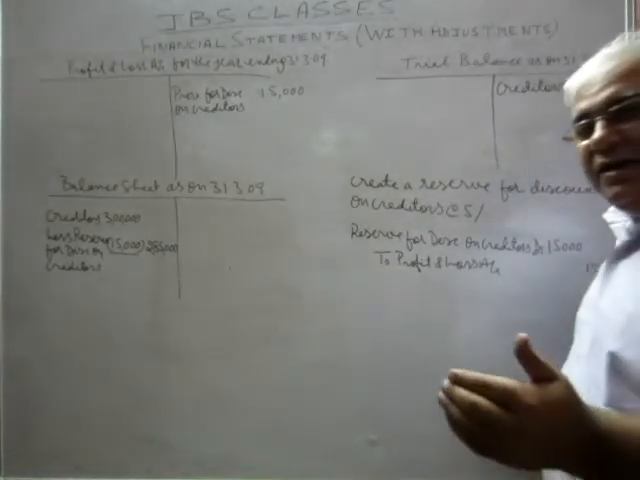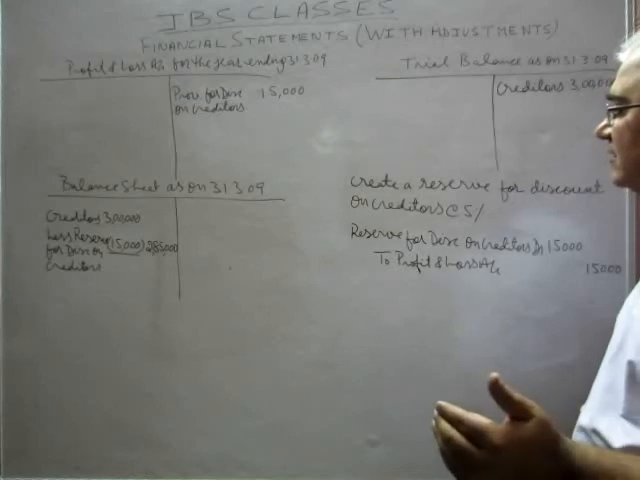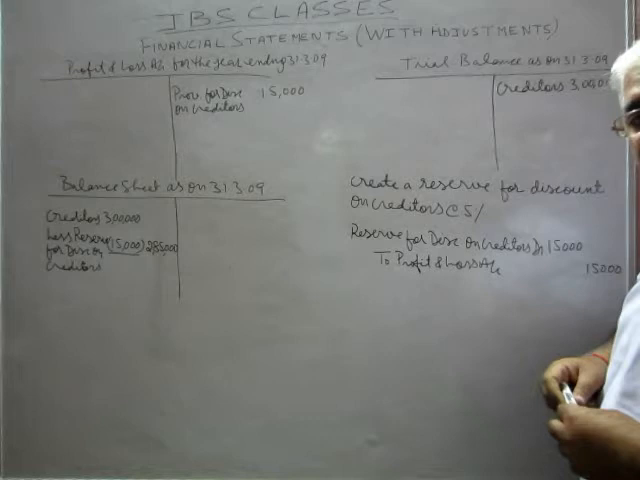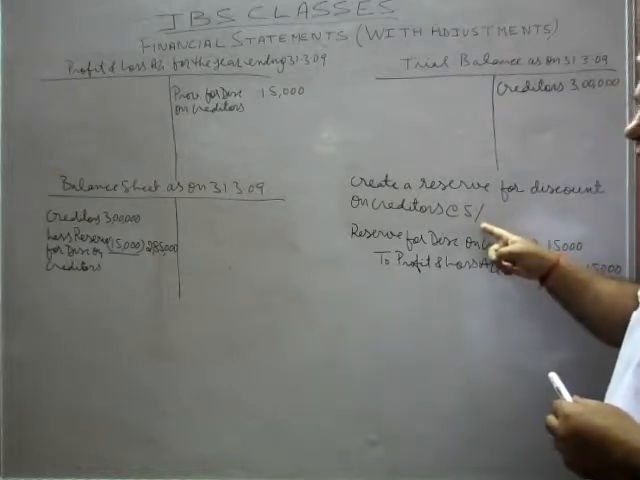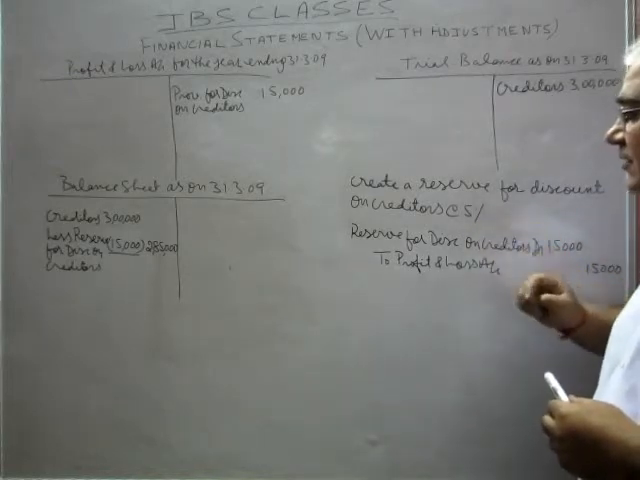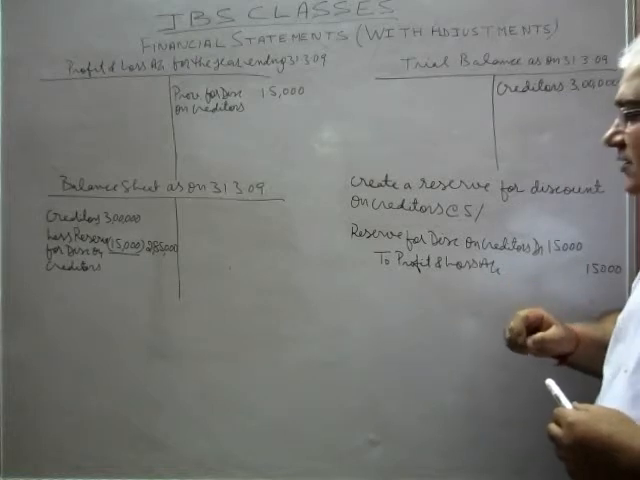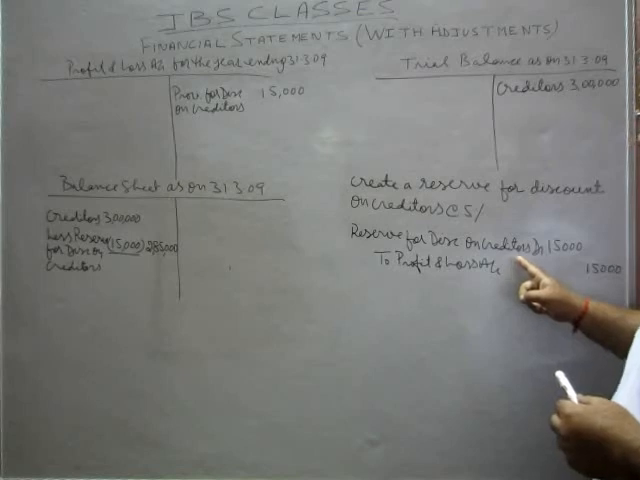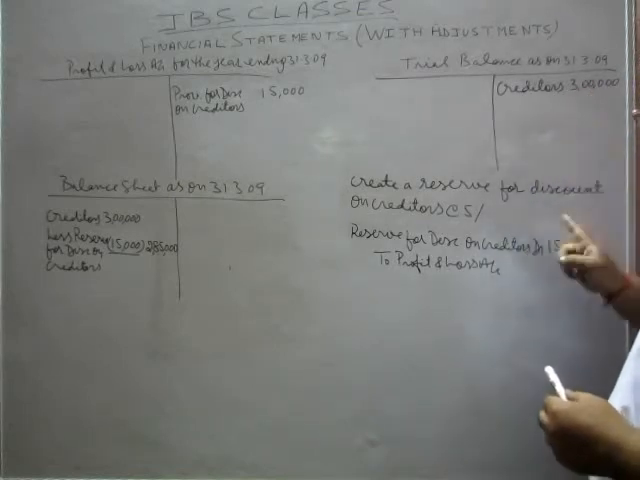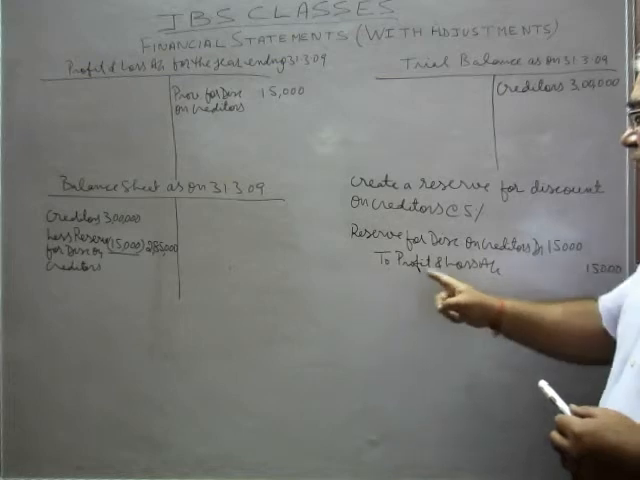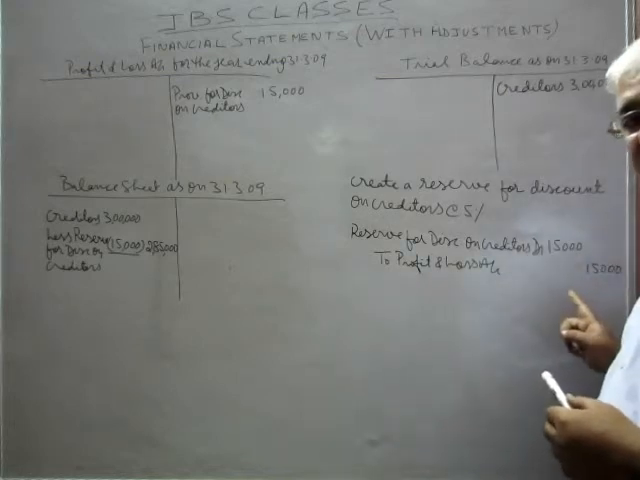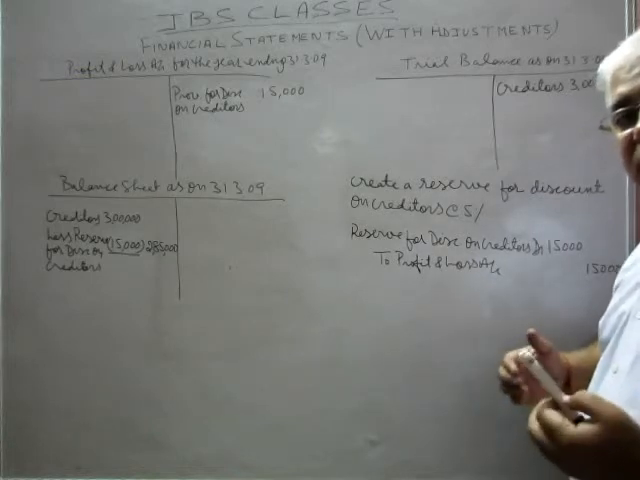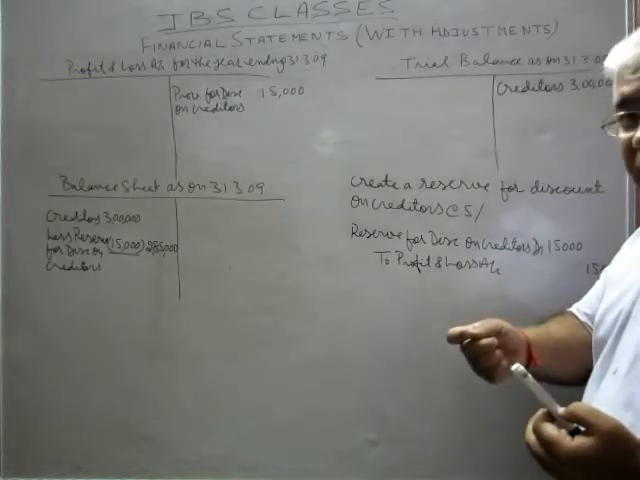If you want to create a reserve for discount on creditors, for example, if there are creditors worth 3 lakh in your books and you are asked to create a provision of 5% on them, then what will be your journal entry for this? It will be reserve for discount on creditors, that is 5% of 3 lakhs, 15,000, to profit and loss account, 15,000. This practically means that you have credited this year's profit and loss account with rupees 15,000.